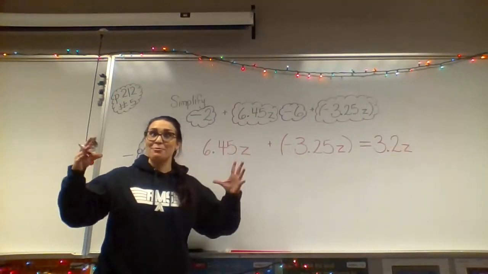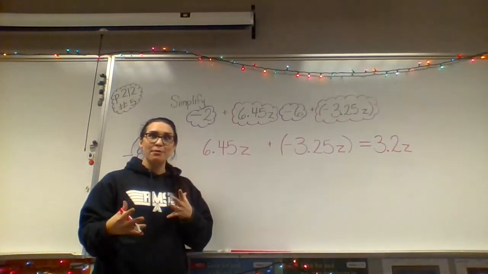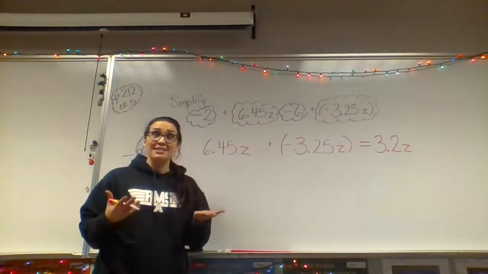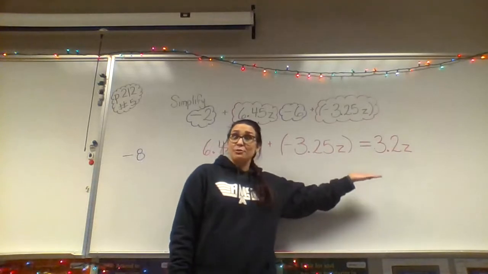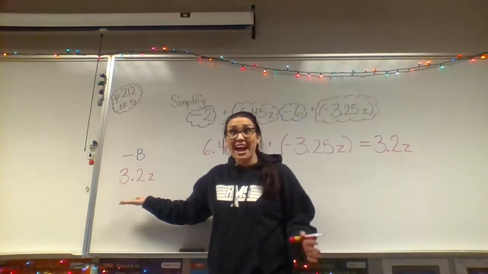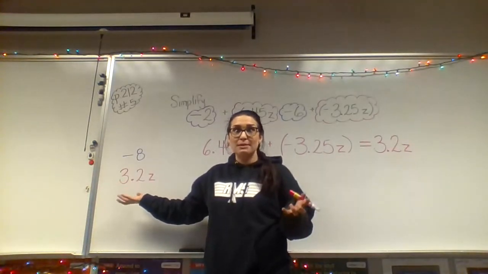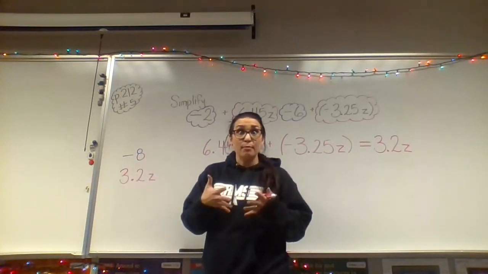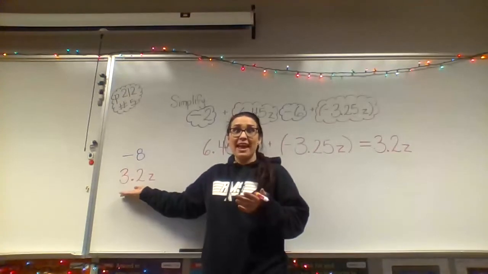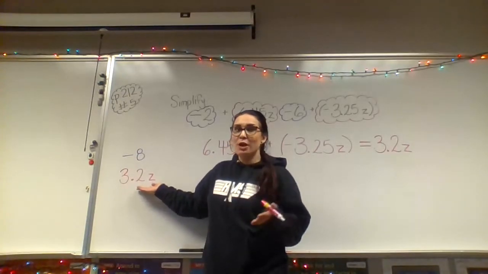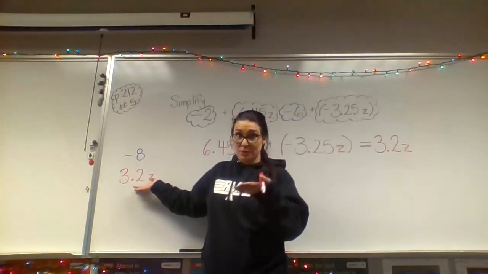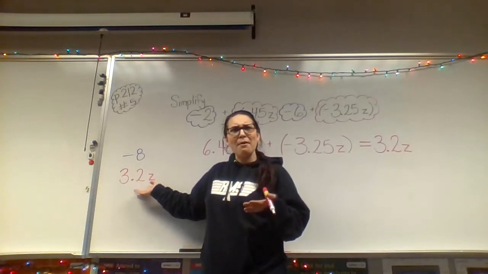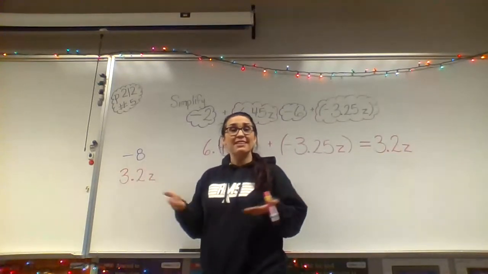All right, now when we simplify it, when we perform that operation, we get a final answer of 3 and 2/10 z. So over here, I have just written down what our simplified terms were, right? We had -8 when we added all of our numbers that we had. We had 3 and 2/10 z when we added those coefficients with their variables, right? But now how would I write our simplified terms in an expression?